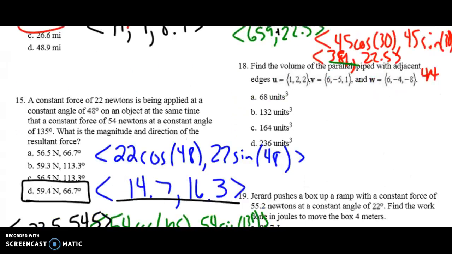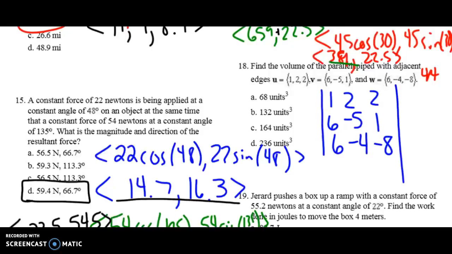So number 18 has us find the volume of the parallelepiped with adjacent sides U, V, and W. Remember, to find that, we took the matrix that had all three vectors in it, and for the sake of saving space, we took the determinant of that matrix. So 1 times negative 5 times negative 8 is positive 40, minus 1 times negative 4 is negative 4. So 40 minus negative 4 would be 44.